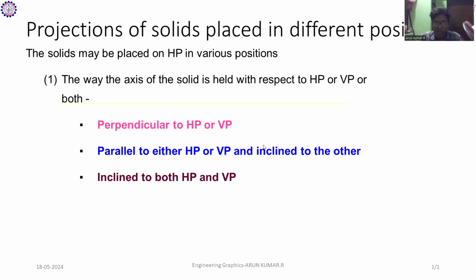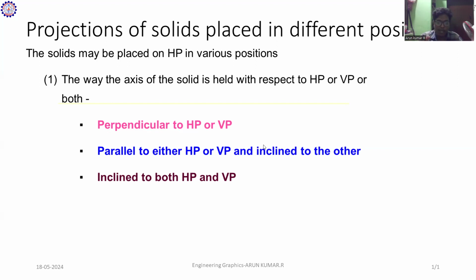There are three types, based on how the axis of the solid is held with respect to HP or VP or both. I have mentioned the three cases: perpendicular to HP or VP, parallel to either HP or VP and inclined to the other, and the third case, inclined to both HP and VP. To repeat, it is perpendicular to HP or VP, parallel to either HP or VP and inclined to the other.